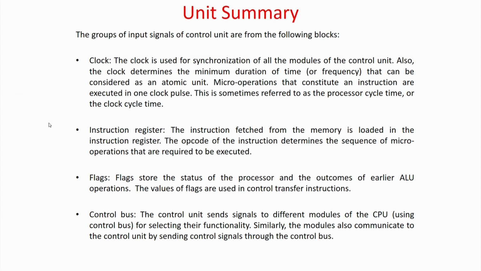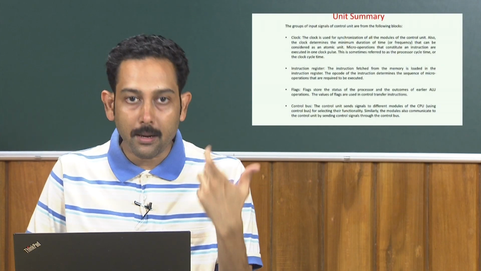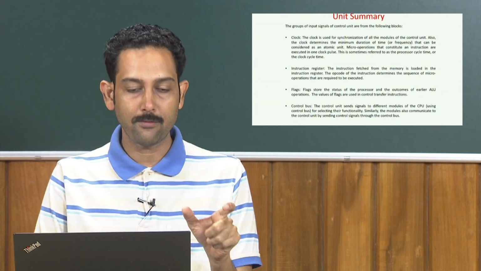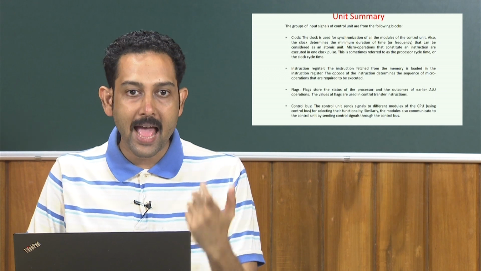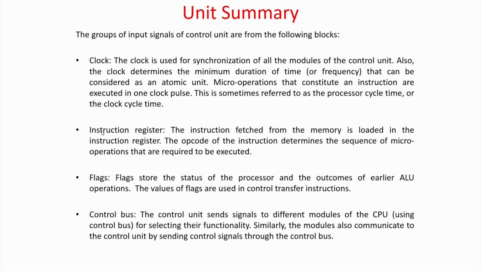Of course, very important chunks of signals will be, as I told you, the instruction register. The instruction register, which consists of the instruction, is the main heart that will actually command the control unit. This is the opcode of the instruction, now you have to do this. For example, add. The opcode for add, present in the instruction register, will ask the control unit to generate such a signal so that the ALU goes to the addition mode. So, the instruction register is the main command source for the control unit.